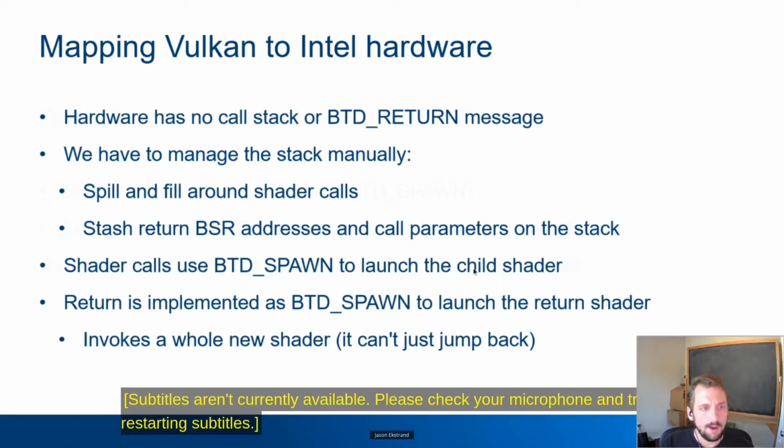We have to manage the stack ourselves. This means we have to spill and fill around shader calls. Anything that's on the stack we want accessible after the shader call, we have to spill. We have to stash any return address, the return bindless shader record address, and any call parameters. All that we have to do ourselves. We then use the BTD spawn message to launch the child shader. And when we go to return, we have to BTD spawn to launch a return shader. And then we have to deal with all the stack unwind. Importantly, we don't have a return that returns back to the original shader binary. It actually invokes a whole new shader.